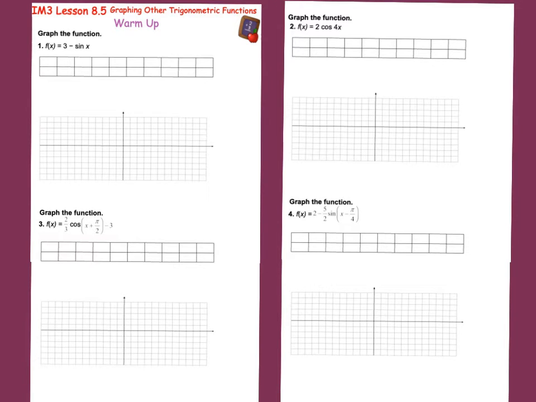On the next slide, you will see the solution to the first 2 problems, and then on the following slide, you will see the solution to problem number 3 and 4.